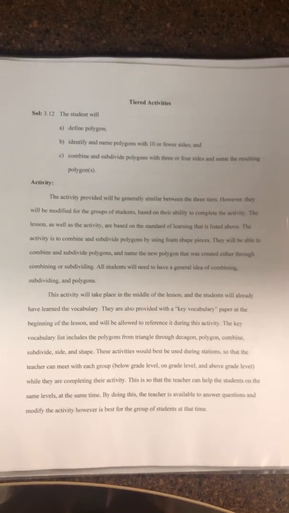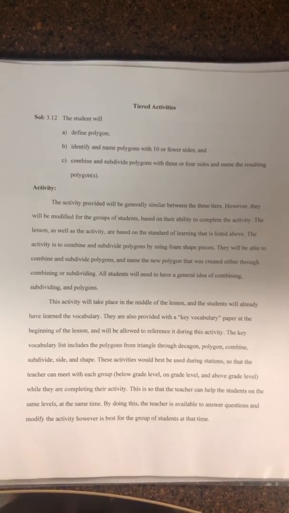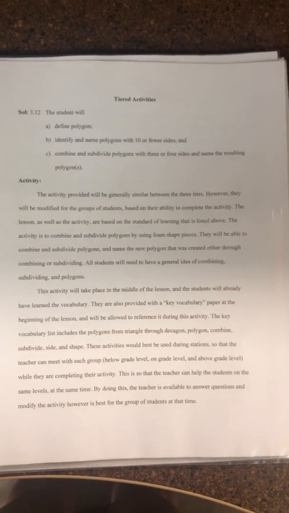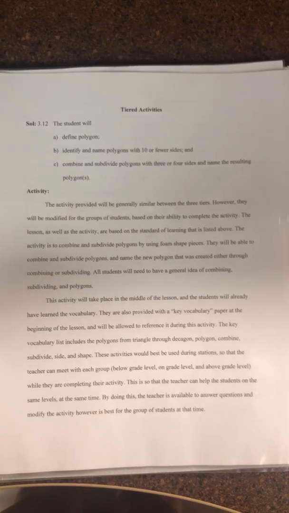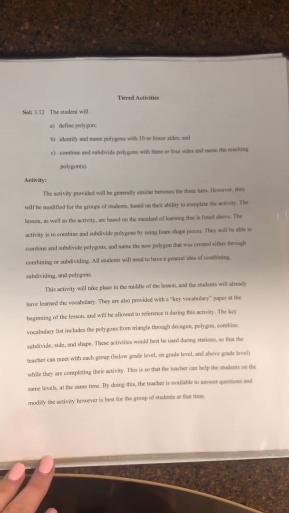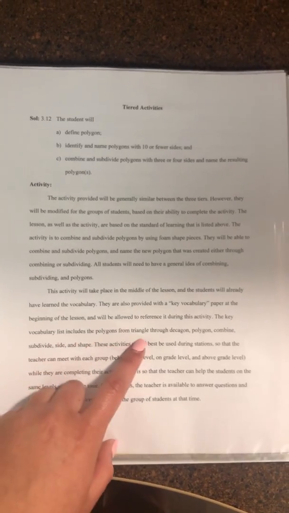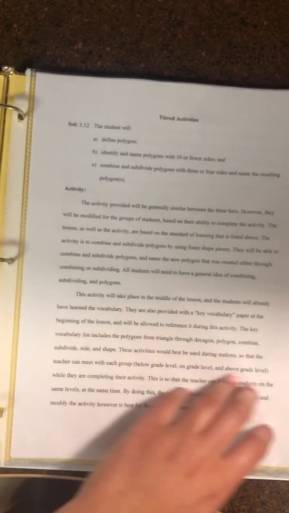And I would have this take place in the middle of the lesson so that students already have learned the vocabulary. They also are provided with a key vocabulary list, which will allow them to use that throughout their lesson and homework so that they could use that for this as well. And it has words such as decagon, polygon, combine, subdivide, side, and shape.